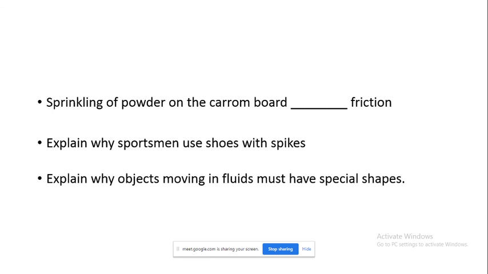The next one is: explain why objects moving in fluids must have special shapes. Look at our aeroplanes. To reduce which friction? Fluid friction, ma'am. Drag, ma'am. Yeah, fluid friction or drag. So to reduce fluid friction or drag, we are using a special shape.